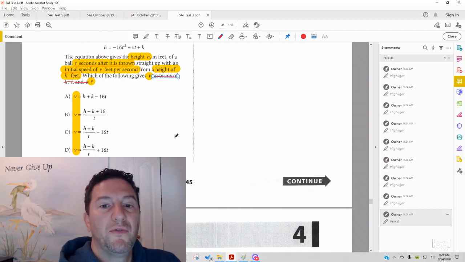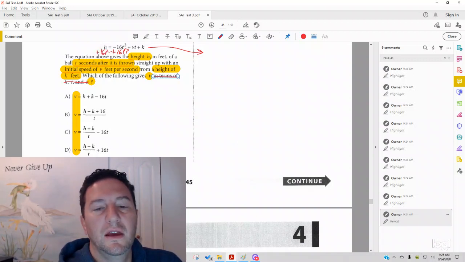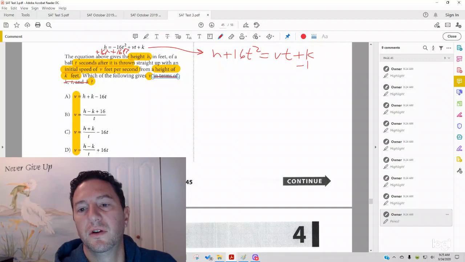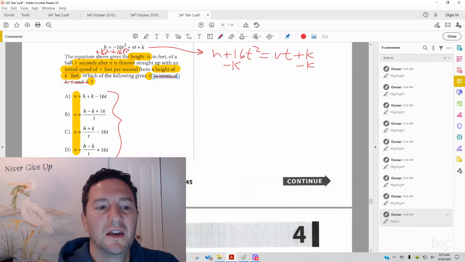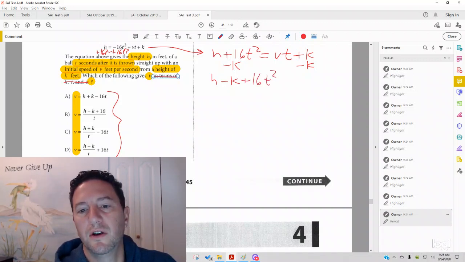So, the first thing you want to do to both sides of this equation is add 16t squared to both sides. In that case, you get h plus 16t squared equals vt plus k. Remember, we gotta get v alone, so what else do I have to do? I have to subtract k from both sides. Keeping in mind the answer choices, we've got the h first and then the k second, so I'm going to write h minus k plus 16t squared. Remember, you can't combine any of those because the variables are different.